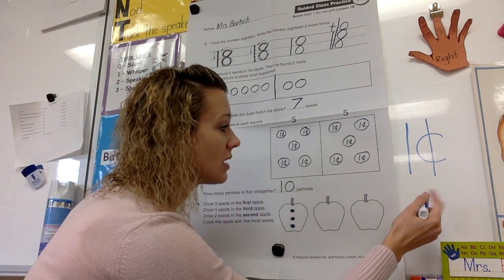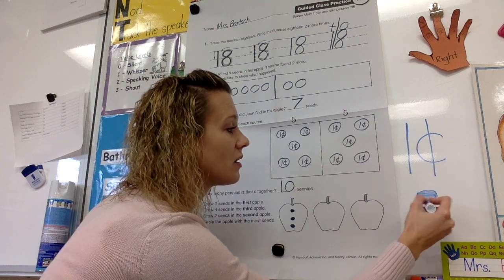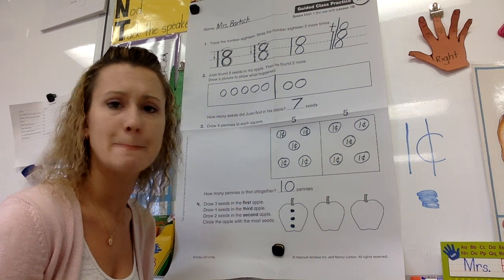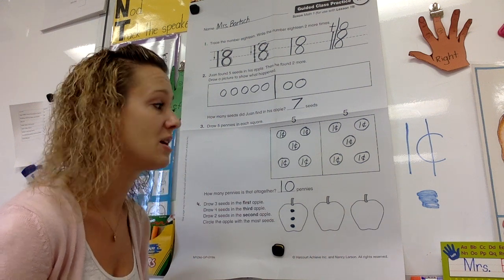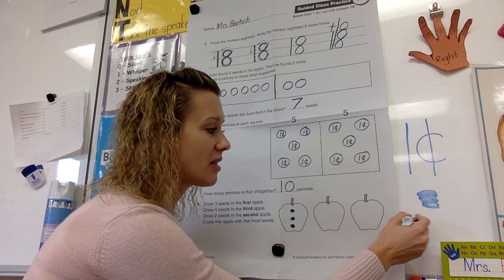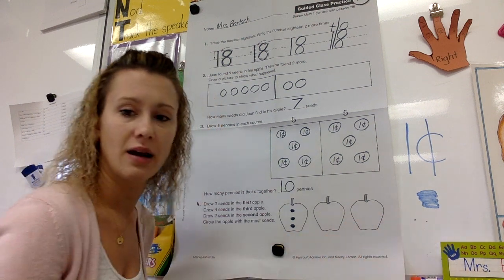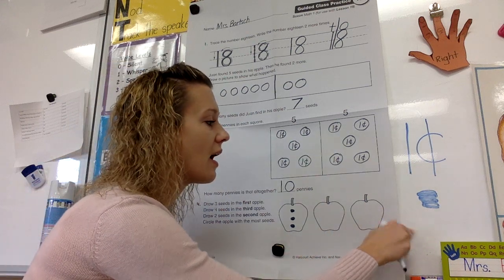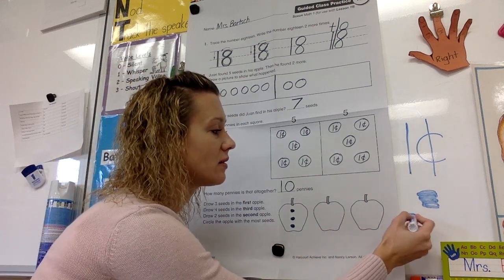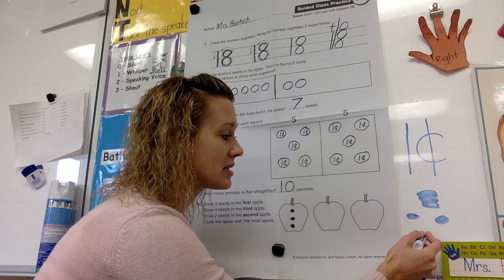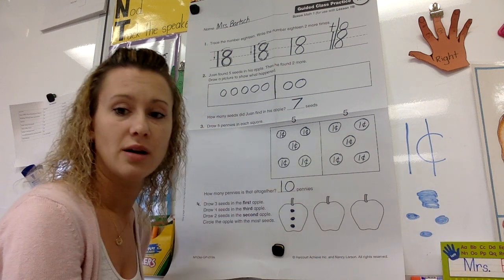Sometimes children do this, and they go 1, 2, 3. Can you see 3 seeds there? There's no space in between them. Or they make them so tiny. Can you even see that one? No. So I always make 1, I leave a space. 2, leave a space. 3.